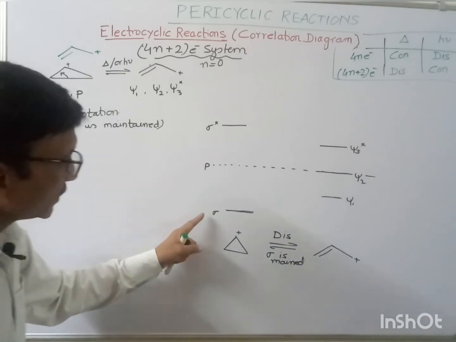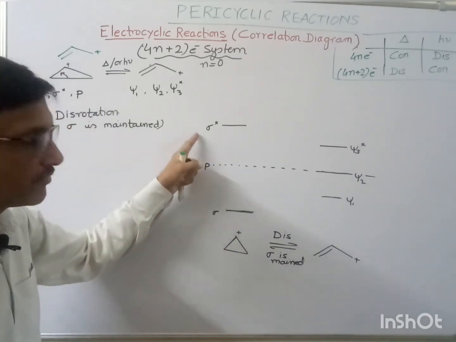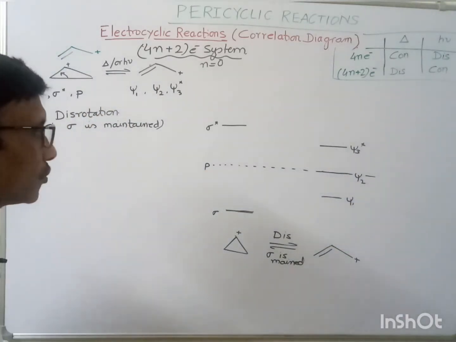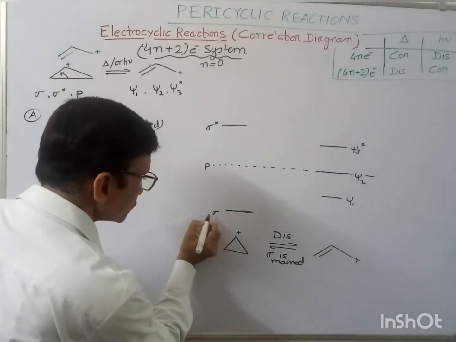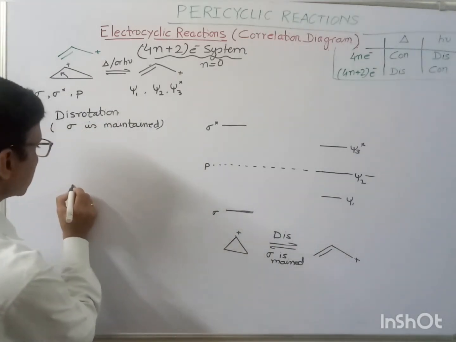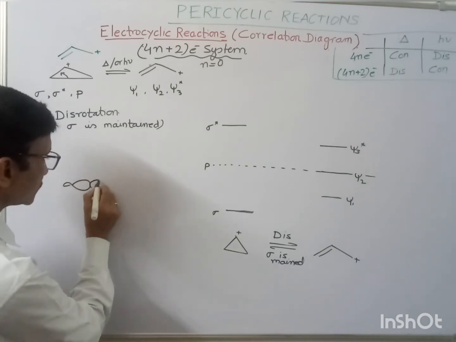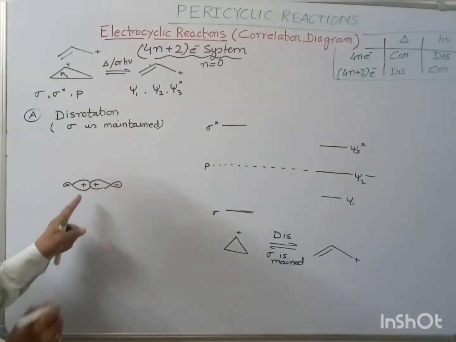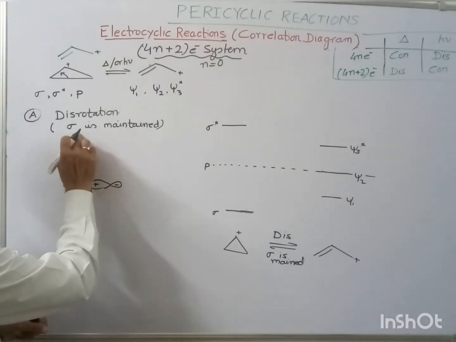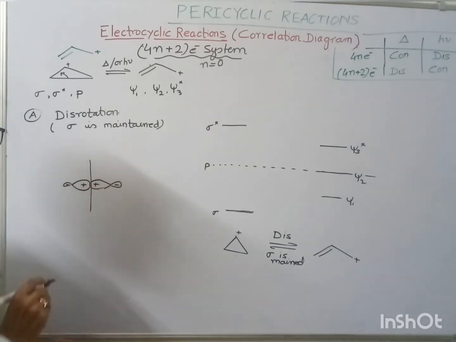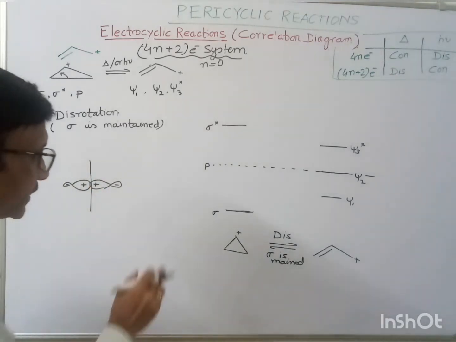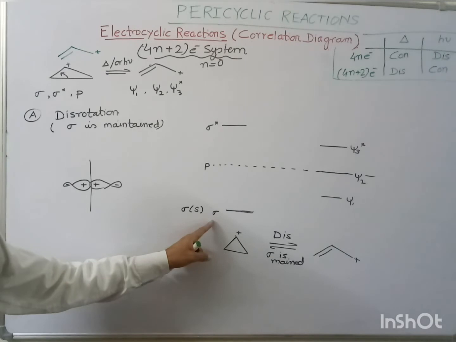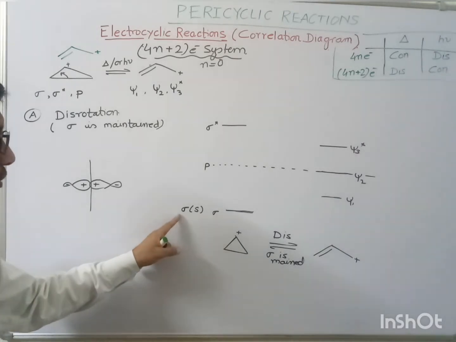So let's see whether these molecular orbitals are symmetric with respect to sigma or not. If you see this sigma bond, this is our sigma, plus plus, minus minus. When we pass a mirror plane, in front of plus we have plus, in front of minus we have minus, that's why this is symmetric with respect to sigma. So this sigma molecular orbital is symmetric with respect to this mirror plane.